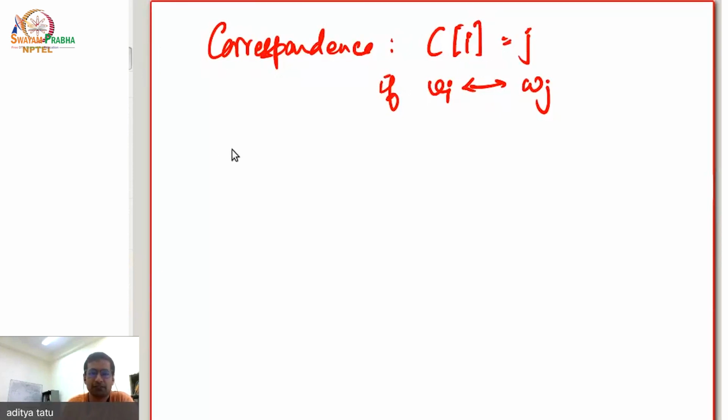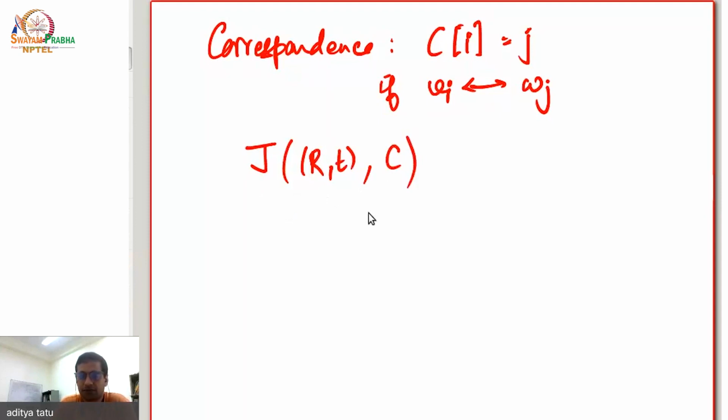Then you propose a cost function which is a function of two variables. One is the set of optimal transformations. So for now let's ignore scale, so that I won't be wrong whenever I say rigid transformation. These are one set of variables. The other is the correspondence. What's the best correspondence?